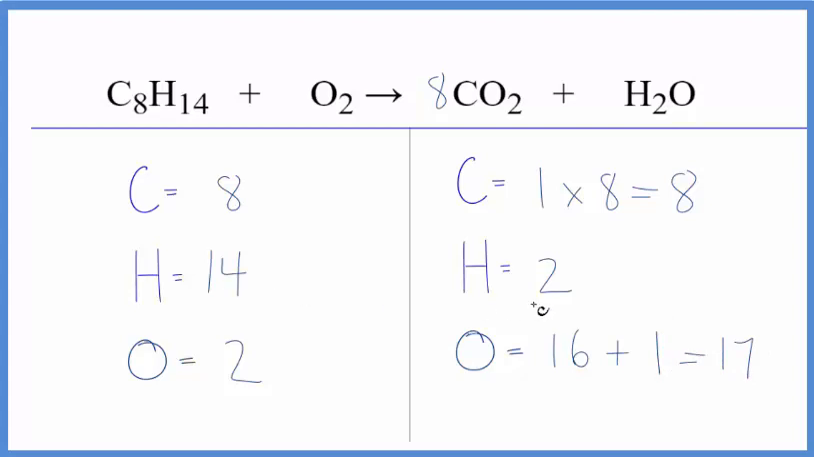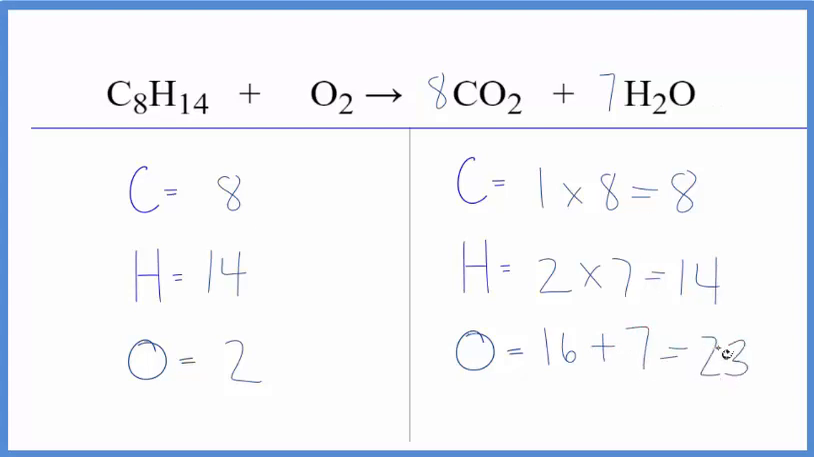Okay, let's balance the hydrogen atoms. 14 here and 2 here, so we need to put a 7 in front of water. 2 times 7 equals 14, and now we have to do the oxygens one more time. 2 times 8 is 16 plus the 1 times 7. That gives us 23 oxygen atoms. So that's kind of a problem. We have 23 here and 2 here.